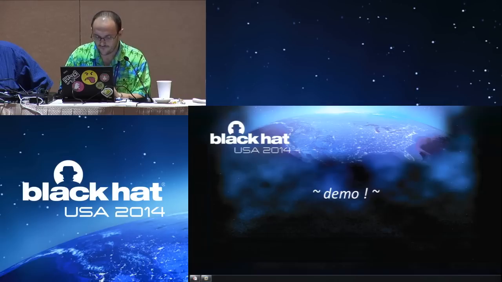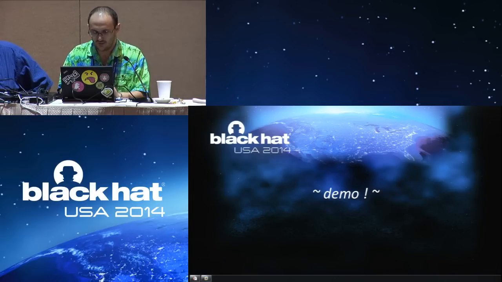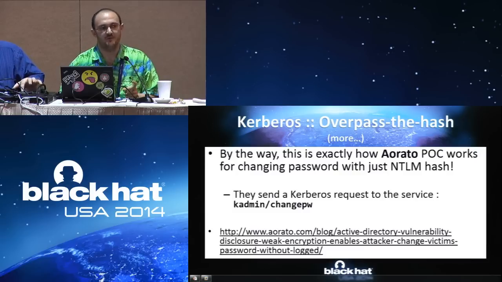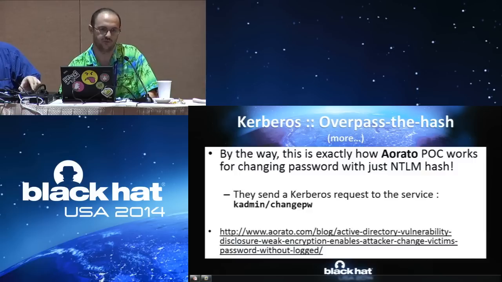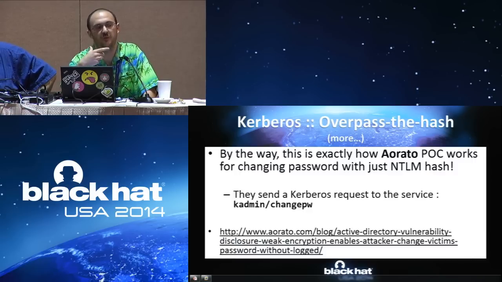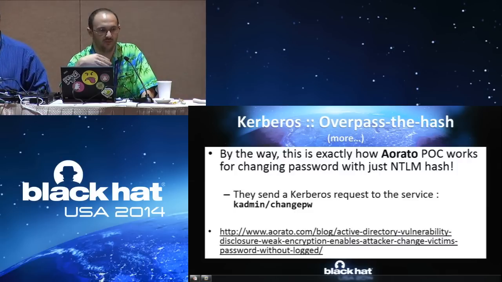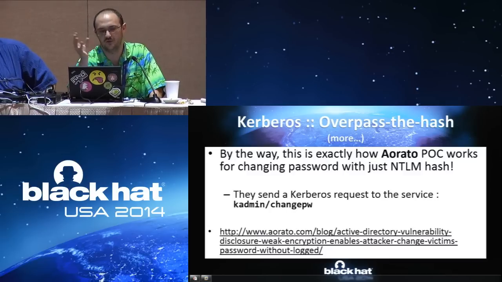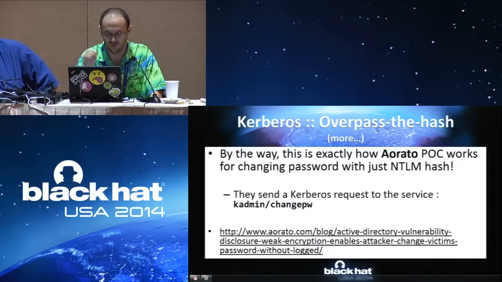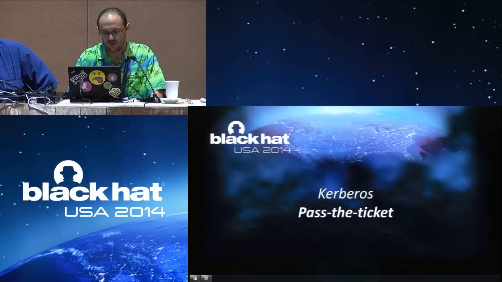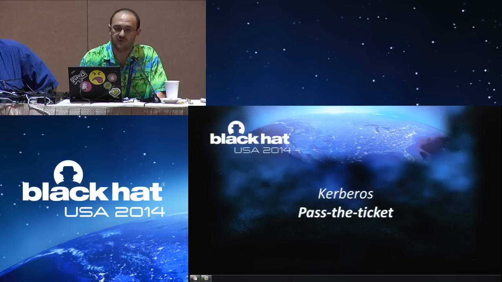Just get back to the demonstration. So, as you have maybe heard about it, this is exactly how the Aurato POC works. Because they claim they can change the password of a user without knowing the older password. They exactly do the same. They make overpass the hash. They authenticate against the KDC with the NTLM hash, and they ask for the service key admin change password.